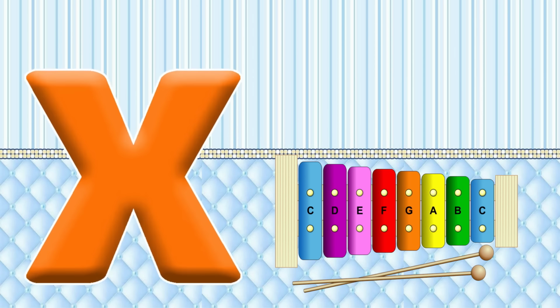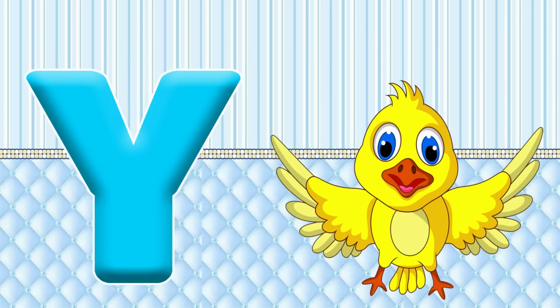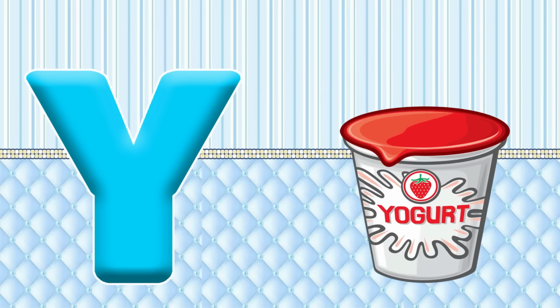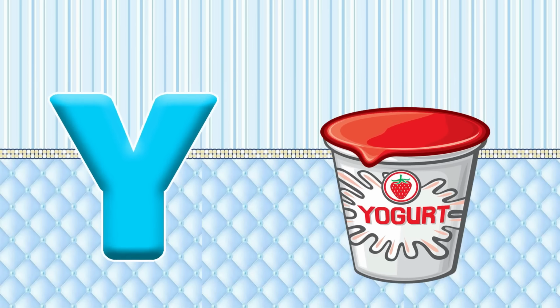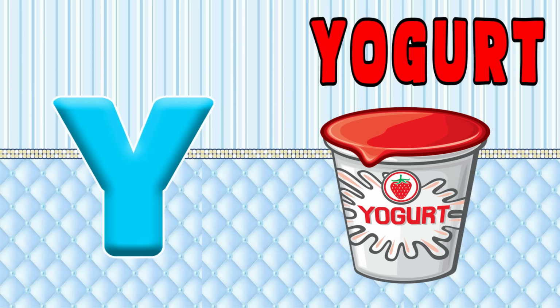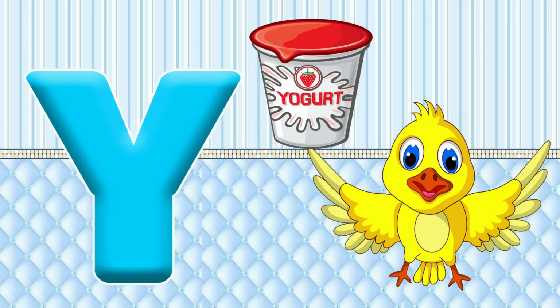Is for X, X, X, X, Xbox. Y is for yellow. Y, y, yellow. Y is for yogurt. Y, y, yogurt. Y is for y, y, y, y, yellow. Y is for y, y, y, y, yogurt.